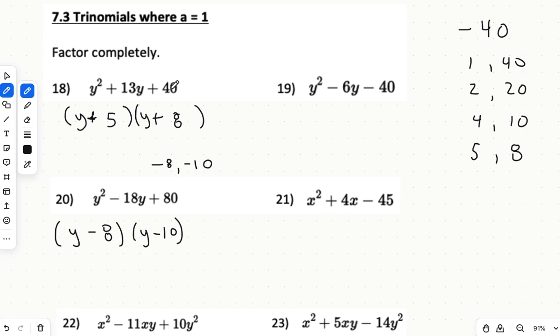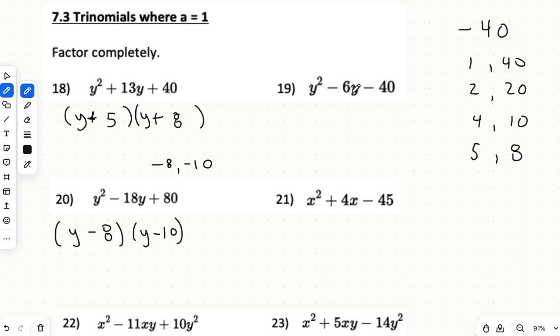With the ones that multiply to a positive, it's easier to see because 5 and 8 makes 13, 8 and 10 makes 18, and then they're negatives to make it negative. With the negative one, it's better to think of it as the space between the numbers rather than what they add to, because the signs make it confusing.